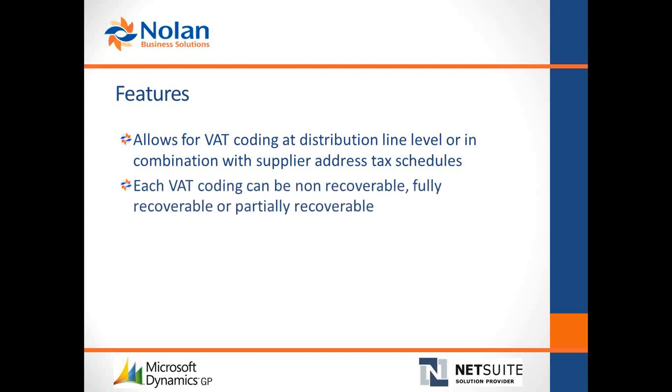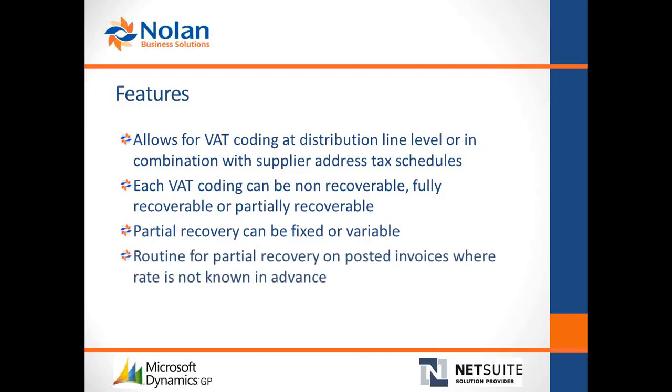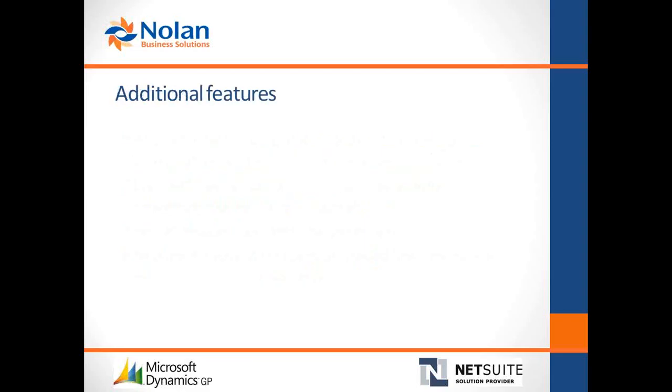Each VAT coding can be non-recoverable, fully recoverable, or partially recoverable. And that partially recoverable element can be fixed or a variable percentage. So do we know how much of the VAT we can recover at the time of putting the invoice on? Or is it a variable percentage which we only know at the end of the quarter? The system will cater for both of those types of scenarios. There's a routine for partial recovered processing on posted invoices where the rate is not known in advance.